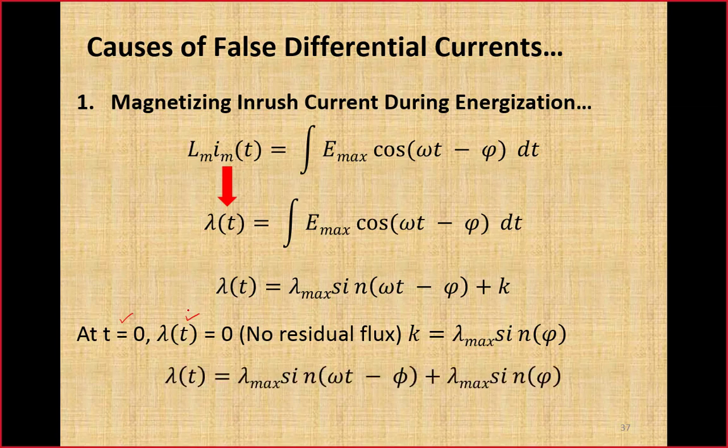So this is the expression that describes the nature of the time varying magnetization current when we have applied a voltage across the primary winding of the transformer. If we look at this equation, it has two parts on the right side. One is a sinusoidal part, lambda max sine(omega t minus phi), varying with time, plus a constant quantity, lambda max sine of phi.